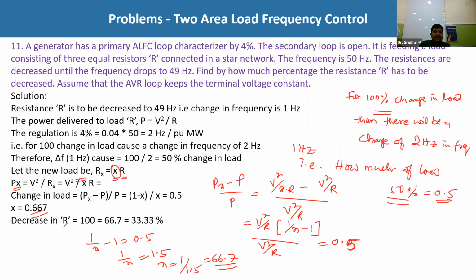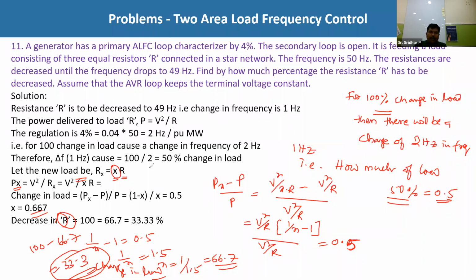So how much is the decrease in resistance? It is 100 minus 66.7, that is 33.3. So the percentage change in the resistance is 33.3%. This is one more type of problem. So there are two problems, and these two are completely different, and only with logic can you solve this.